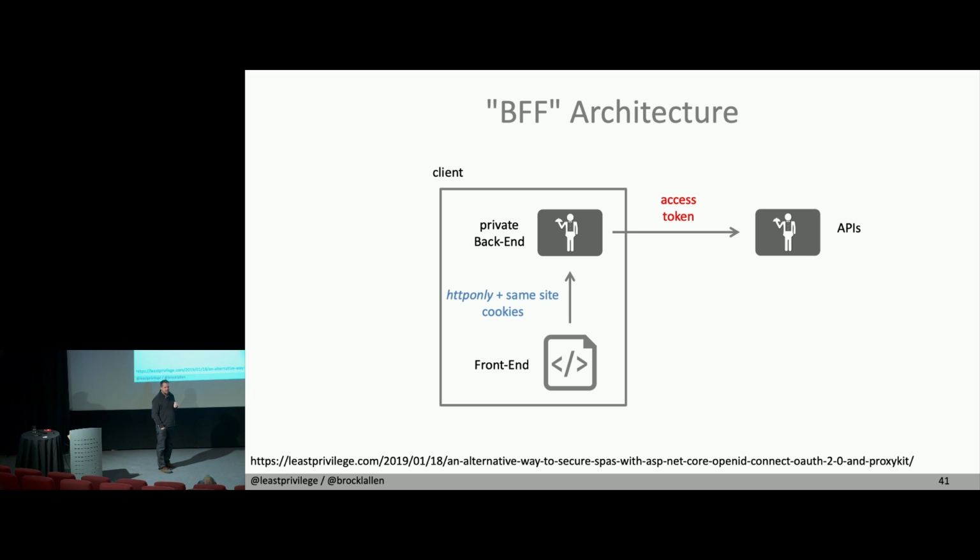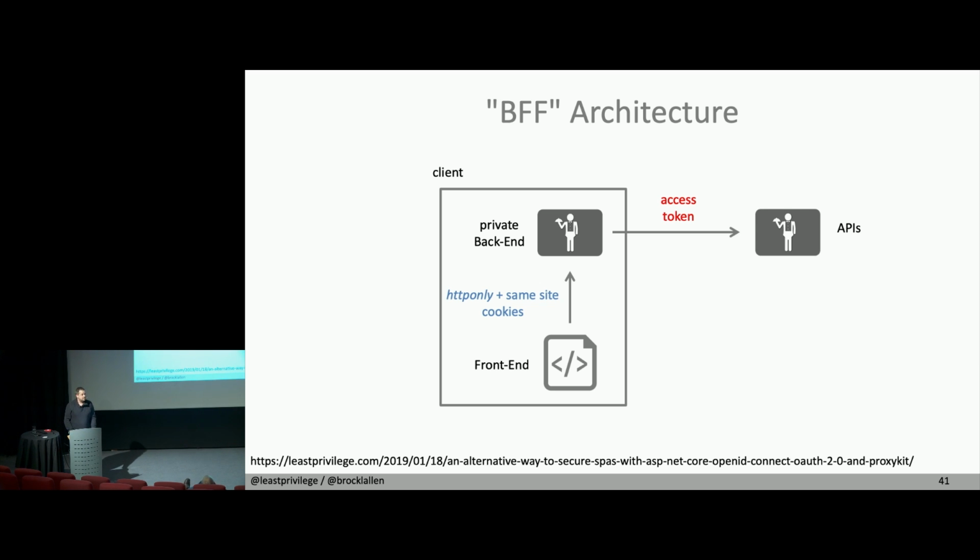Back end for front end. The idea is that you actually store all your tokens on the server, so you don't even store them in the browser. Whenever you want to call an API, the front end basically uses a same-site cookie or maybe anti-forgery to call the server. Then the server attaches the access token and makes a server-to-server call in the back end to talk to the actual API.